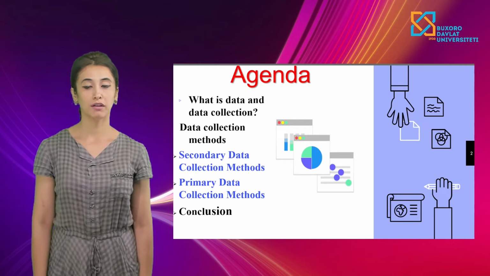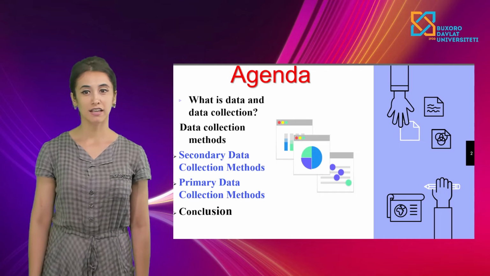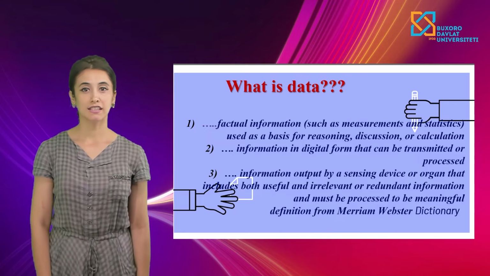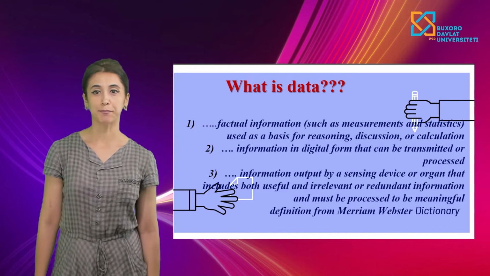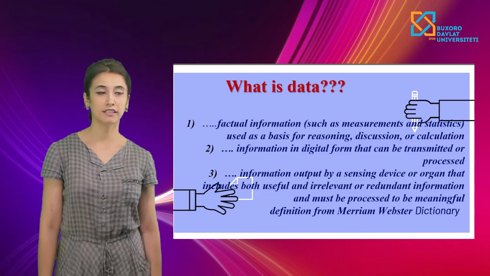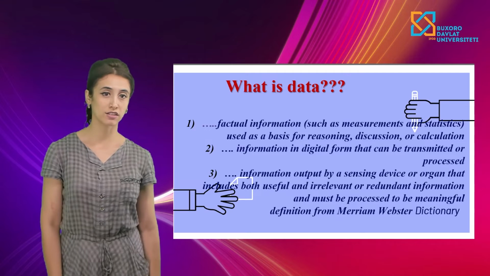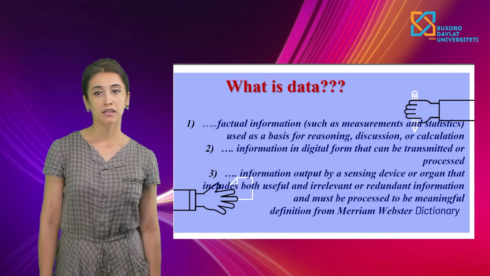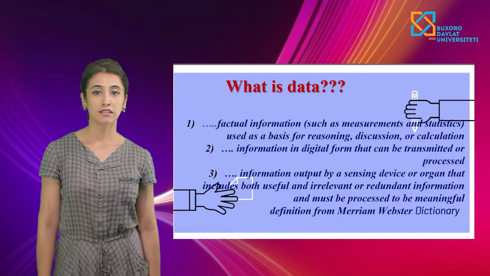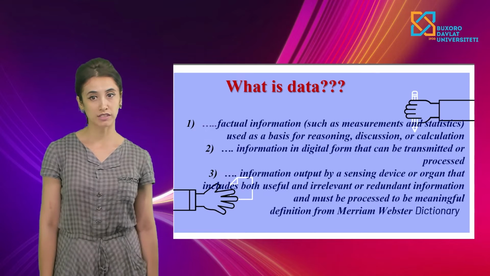And we will talk about secondary data collection methods, primary data collection methods, and we will conclude at the end of our lesson. So let's discuss data. What is data? Data is factual information such as measurements, statistics, used as a basis for reasoning, discussion, or calculation. The second definition is the following. Data, it is information in digital form that can be transmitted or processed.